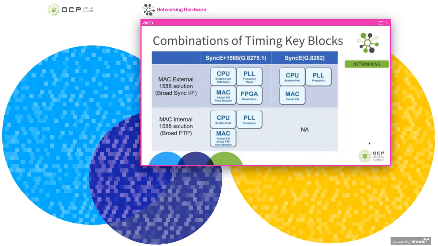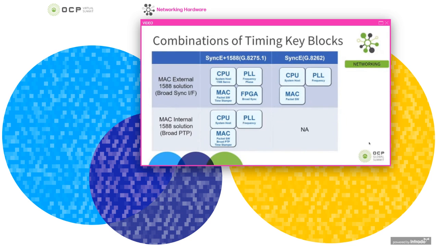Another part of time sync is the PLL. The PLL must control the frequency and control the phase. We have an FPGA here to translate the precise frequency and phase into the board-sync interface in order to feed it to the MAC. Because the timing is outside the MAC, that is what we call an external 1588 solution.